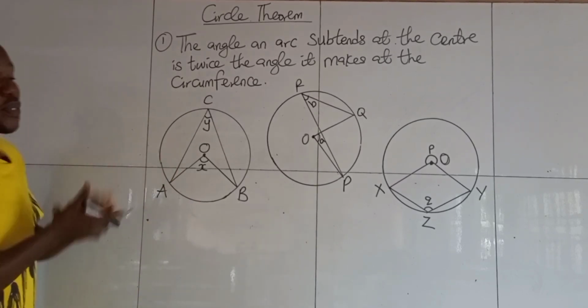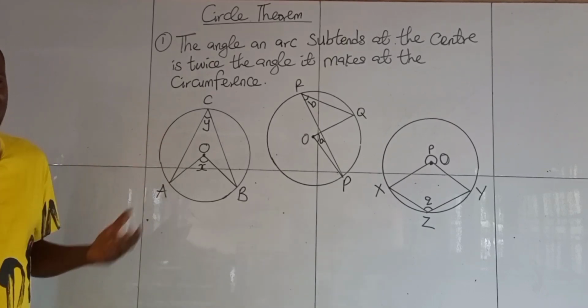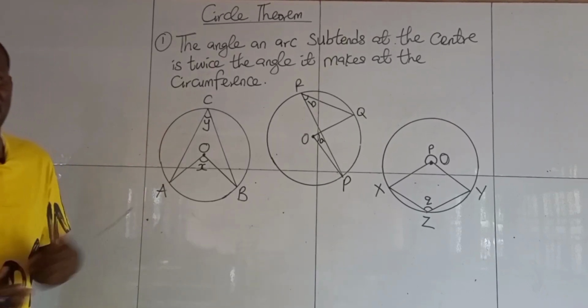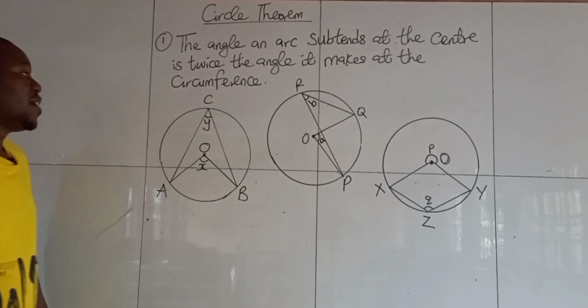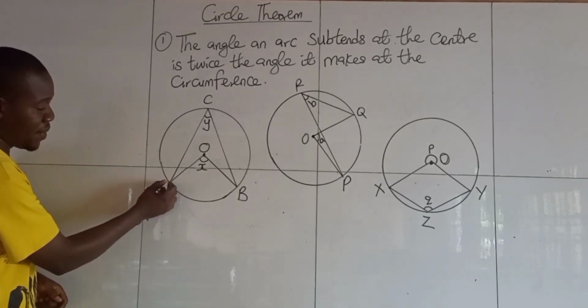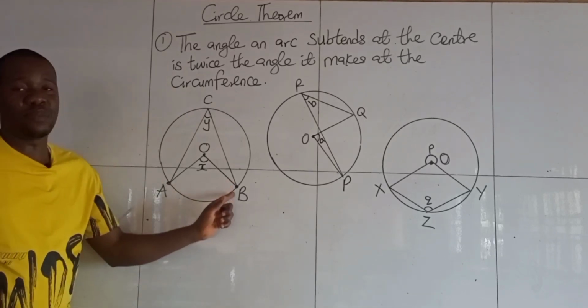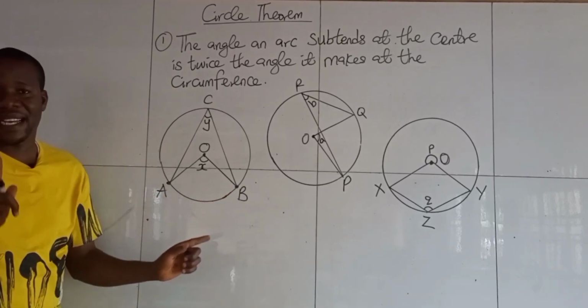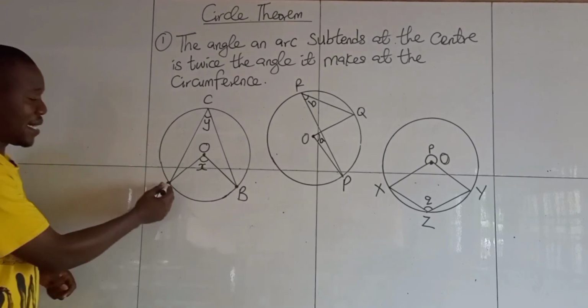So we are going to illustrate this theorem using 3 different diagrams so that you are grounded in this particular theorem. We start with the first diagram. Notice the diagram very well. This is a point, this is a point. If I move from A to B, that is an arc. Recall our last class, we talked about the arc. So this is an arc.